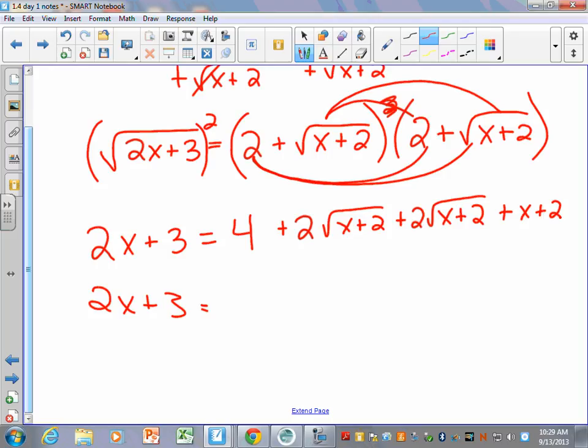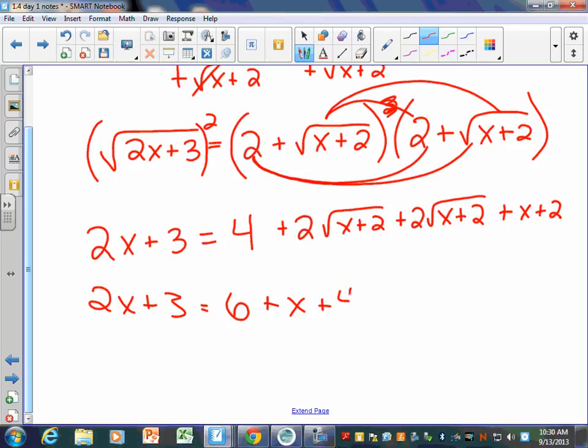So 4 plus 2 is 6 plus x. And then I can add these together because they both have the same square root. So 2 square root of x plus 2 plus 2 square root of x plus 2 is 4 square root of x plus 2. And we're kind of back to this could have been the original problem. We have a square root in here. So now I need to get this square root by itself and square both sides. So now I need to move this stuff over. And go again. It's like two problems in one.